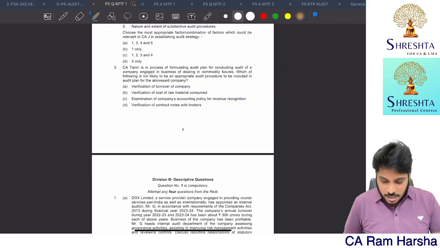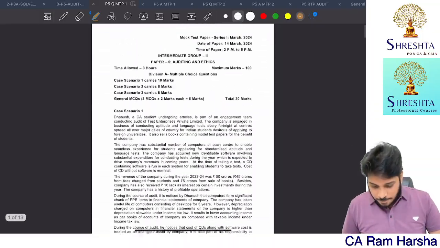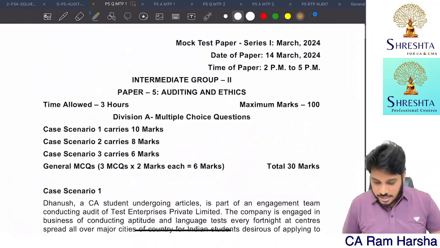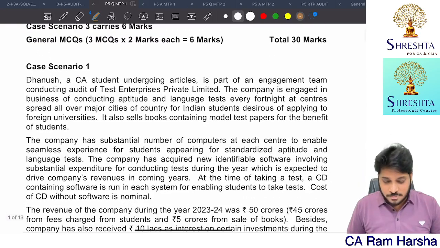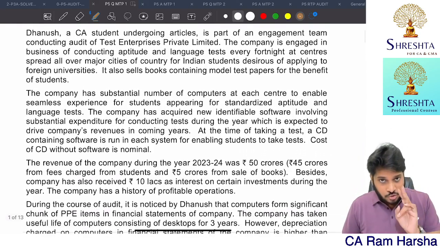So let's begin MTP1. Let's begin MTP1 related MCQs. So obviously we'll have 30 marks MCQs. Case scenario 1, each MCQ will carry 2 marks weightage.